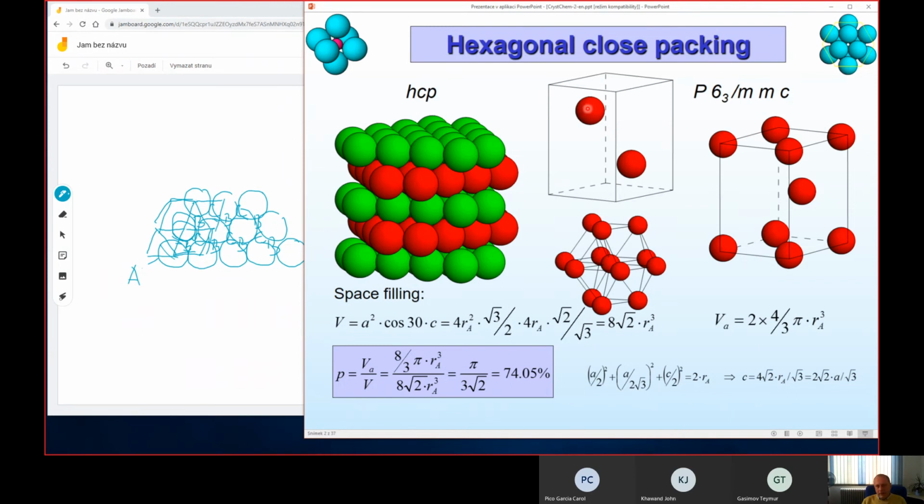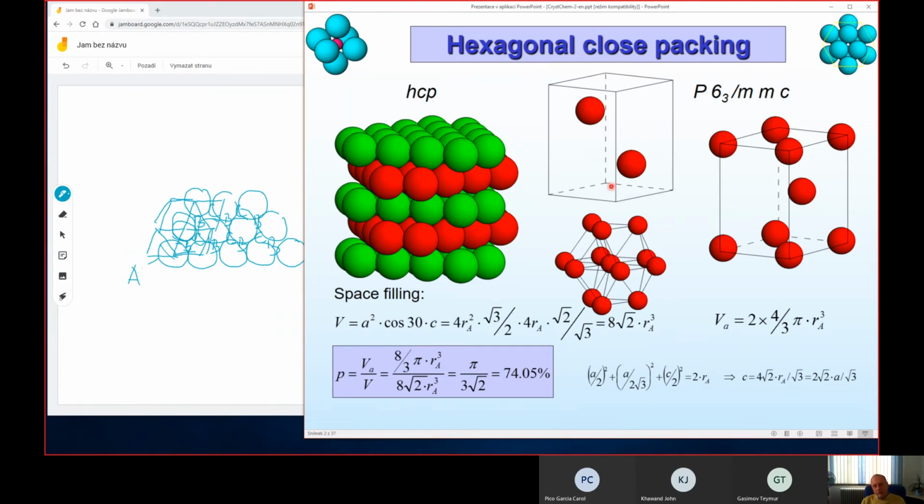So this atom is in 1/4, this atom is in 3/4 of the C lattice parameter. And if you look from top down, this one is in 2/3 and 1/3 as concerns the X and Y directions, and this one is in 1/3 and 2/3.